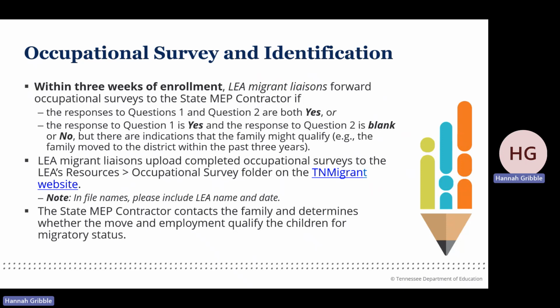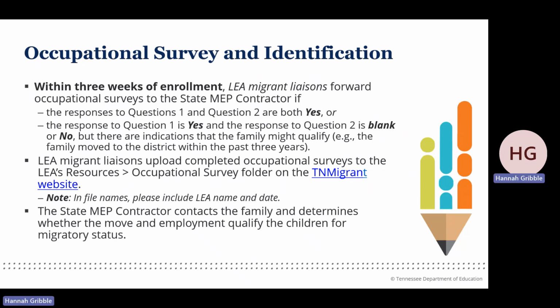Within 3 weeks of enrollment, LEA Migrant Liaisons forward occupational surveys to the state MEP contractor if the responses to questions 1 and 2 are both yes, or the response to question 1 is yes, and the response to question 2 is blank or no, but there are indications that the family might qualify. For example, the family moved to the district within the past 3 years.